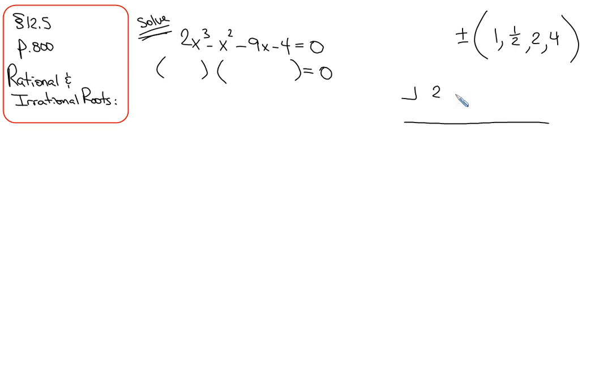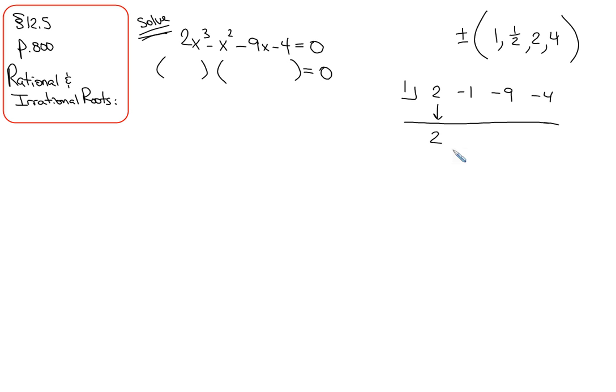So I have 2x cubed, negative 1x squared, negative 9x, minus 4. I don't have any missing zeros to fill in. Which of these do you want to start by testing? I heard 1 first, so we'll try 1 first. Now, if this is going to end up being a root, how are we going to know? Remainder has to be 0. So all we're doing is looking for a 0 remainder.